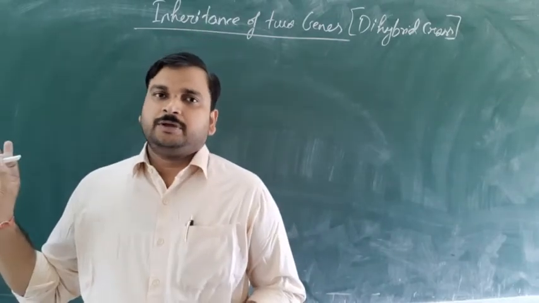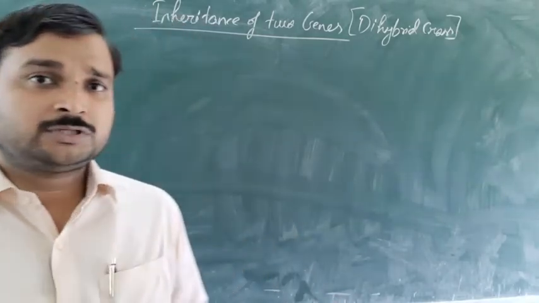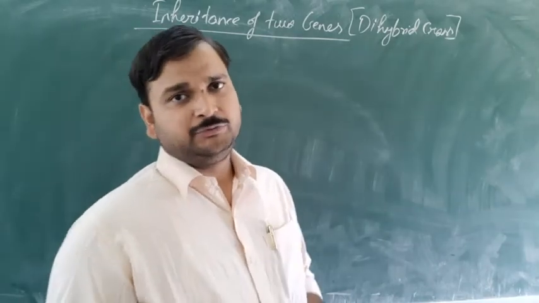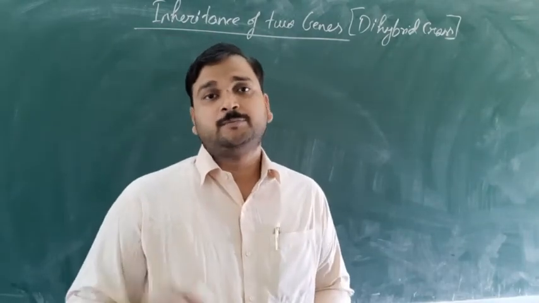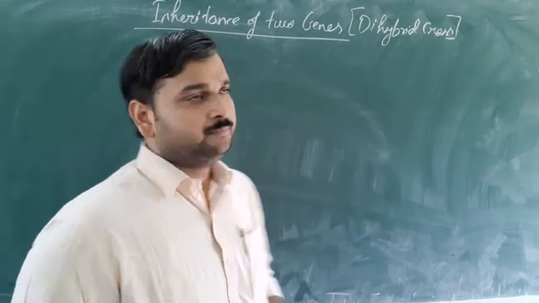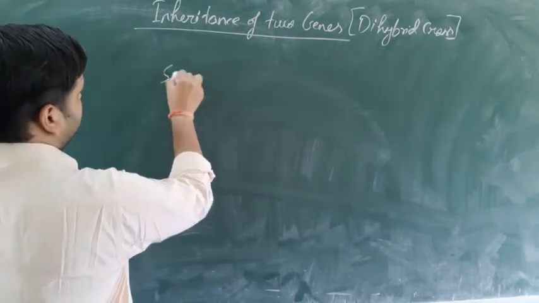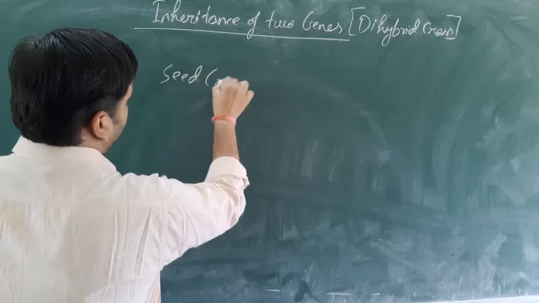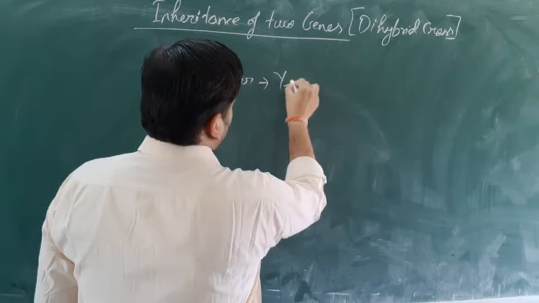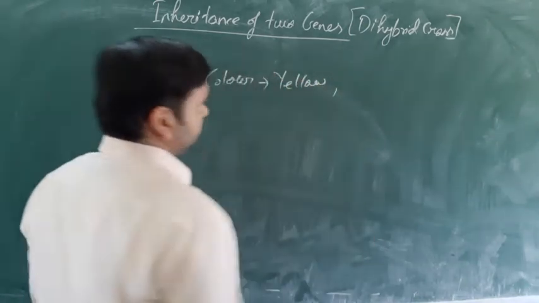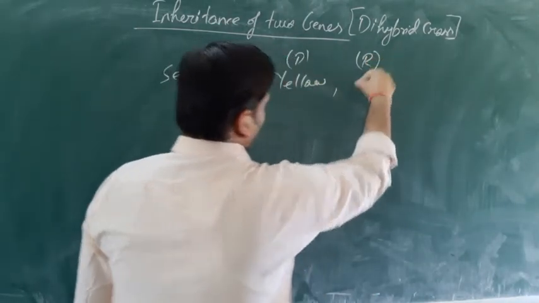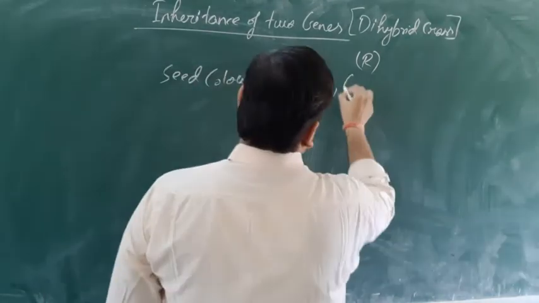So we have to understand this dihybrid cross with the help of the cross that was performed by Mendel. The character that was taken by Mendel to explain the dihybrid cross was the seed property. And in the seed, Mendel studied two characters, seed color and seed shape. Just a recall for you. In the case of seed color, the dominant color was yellow, and the recessive color was green.